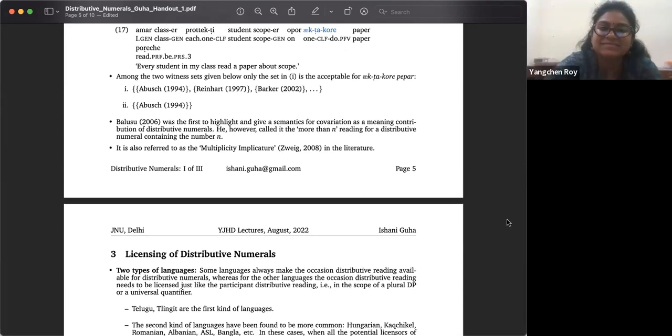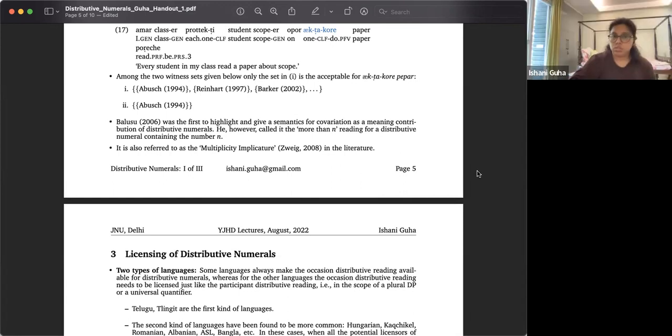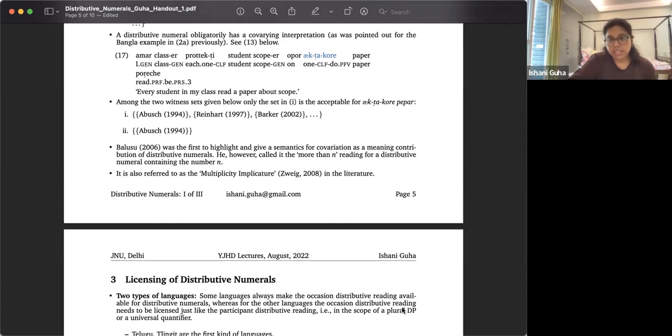Yeah, just one question about the witness set. So in case of একটা করে, which is 1 each, 2 is not possible, 1 is fine. But if it's দুটো করে, then is it possible that everybody read the same 2 papers and we can still say everyone read দুটো করে paper?